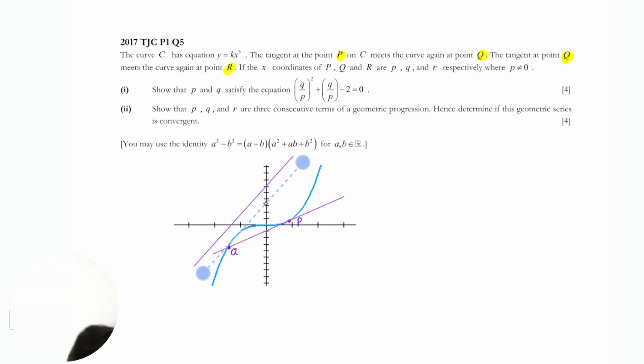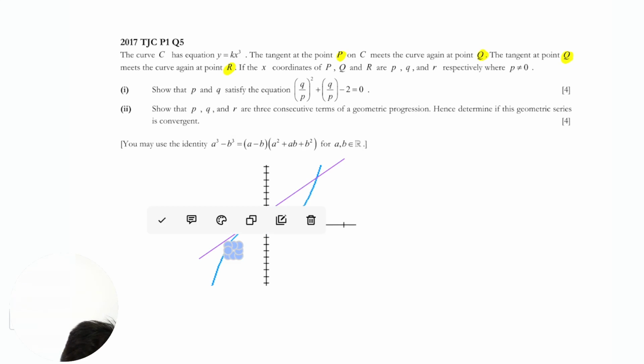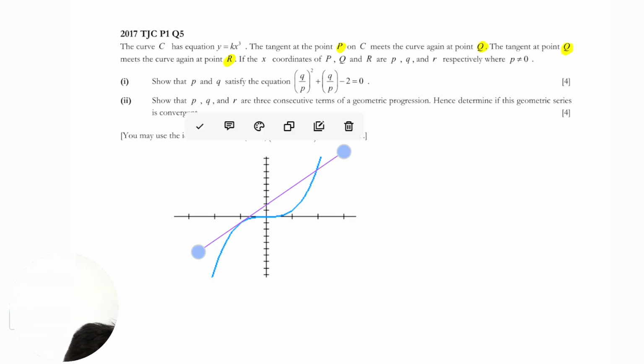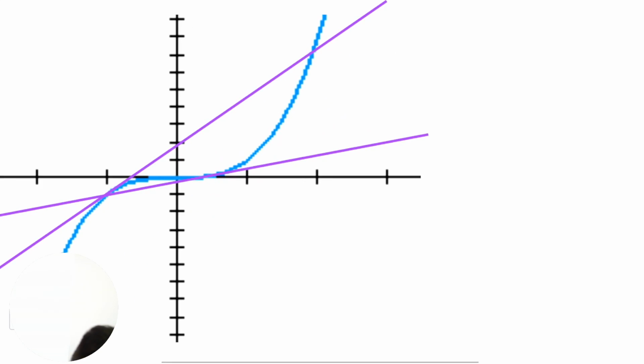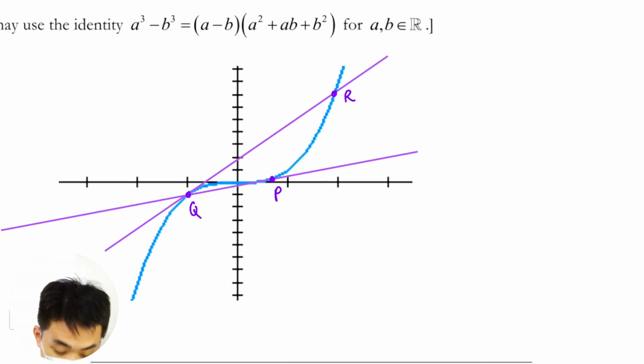So this tangent here, I think is slightly, maybe just draw this tangent here. So maybe I should reduce my P because I want it to fit in the curve. Yeah, so maybe like that. Okay, good. So this is P. This is Q. This is R. Like that. Okay.